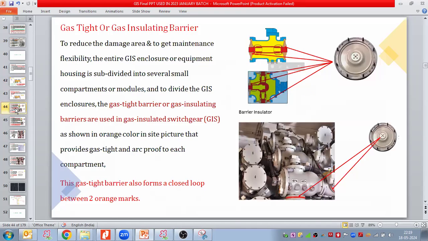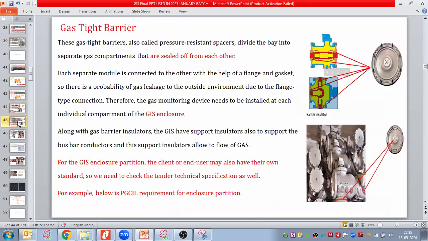Now coming to the next, which is the gas tight or gas insulating barrier, in more detail. To reduce the damage area and to get maintenance flexibility, the entire GIS enclosure or equipment housing is subdivided into several small compartments or modules. This part we have already discussed. These gas tight barrier insulators are called pressure resistant spaces. They divide the bay into separate gas compartments that are sealed off from each other. Each separate module is connected to the other with the help of a flange and gasket, so there is a probability of gas leakage. This we have discussed.